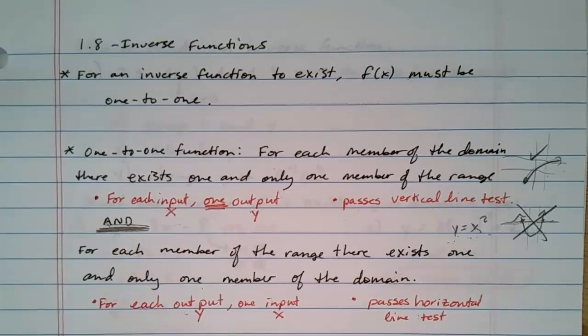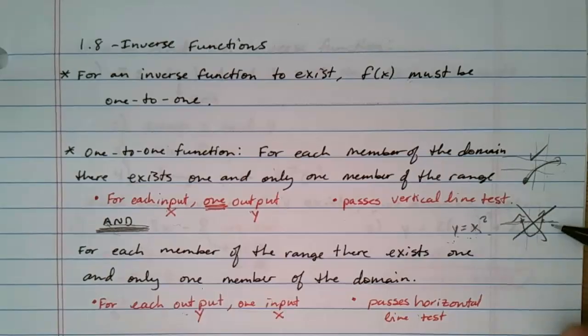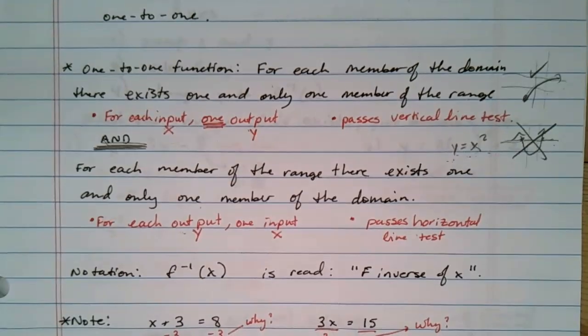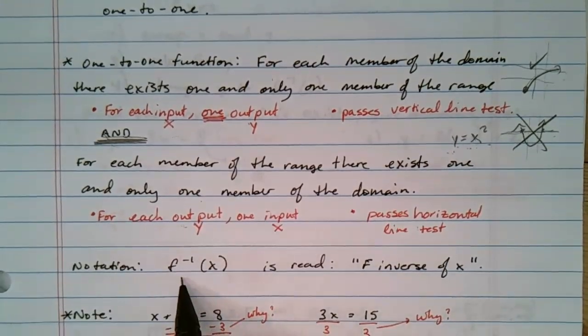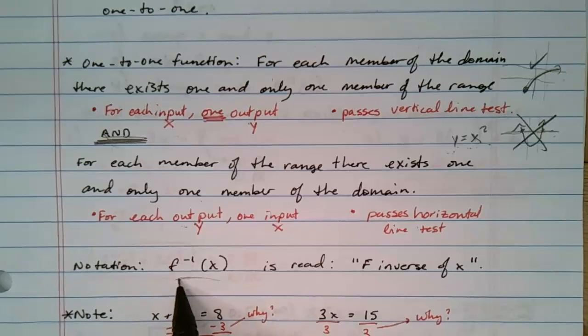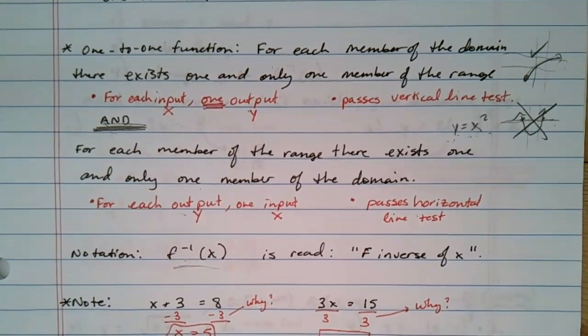For an inverse function to exist, the original function must be one-to-one. That means that this guy would have an inverse, and this guy would not. Okay. Some notation. This is what an inverse function looks like. We write it just like this, and we read this f inverse of x. F inverse of x. Okay?